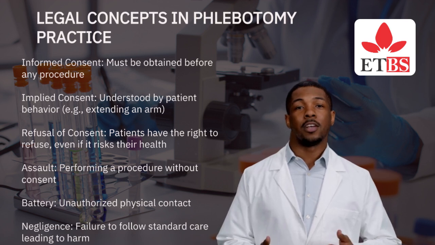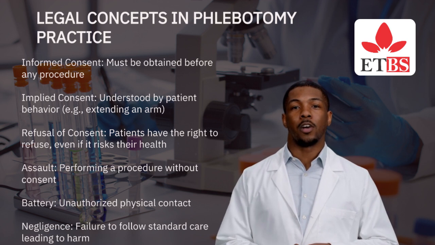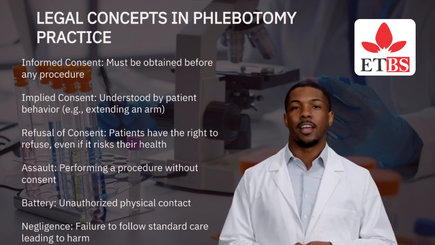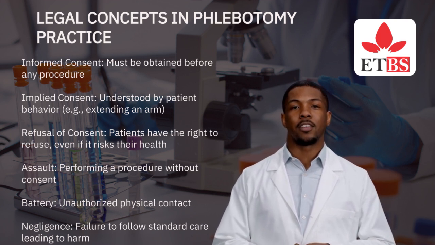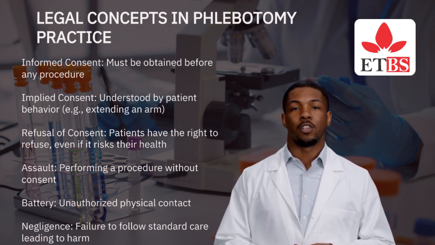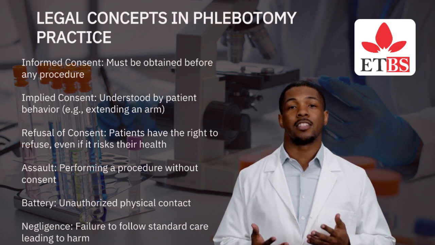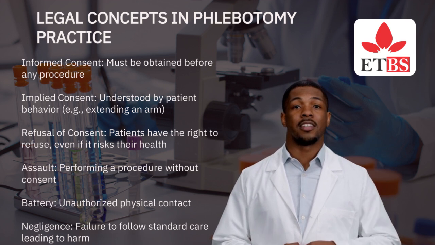Learning Point 2: Legal Concepts in Phlebotomy Practice. Key legal doctrines. Informed consent must be obtained before any procedure. Implied consent is understood by patient behavior, e.g., extending an arm. Refusal of consent: patients have the right to refuse, even if it risks their health. Assault: performing a procedure without consent.